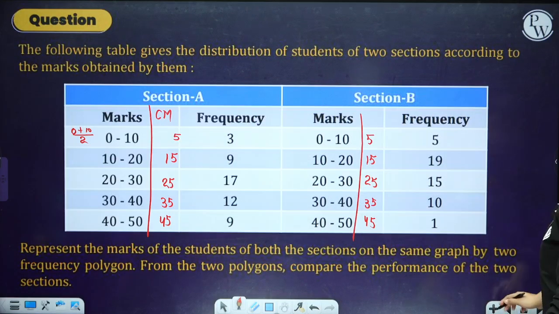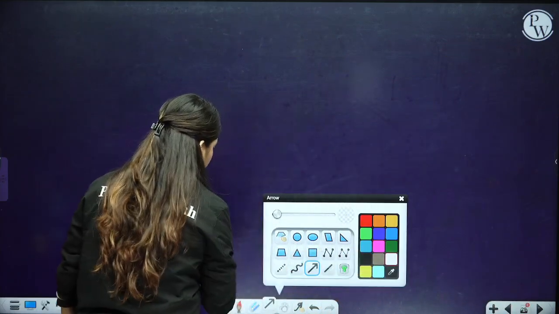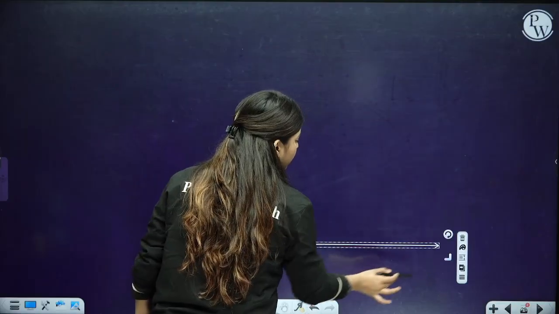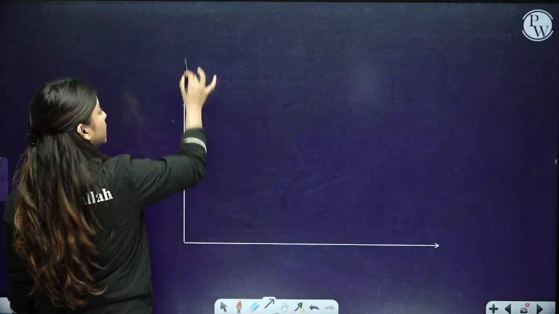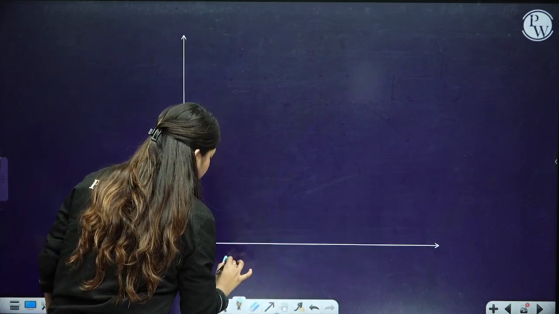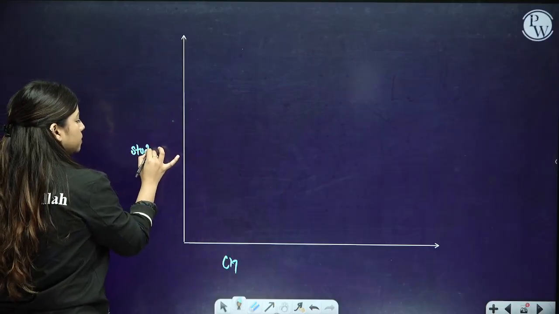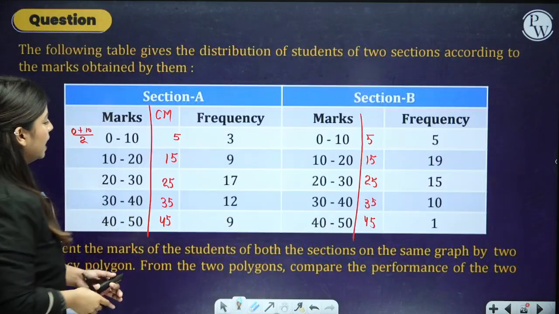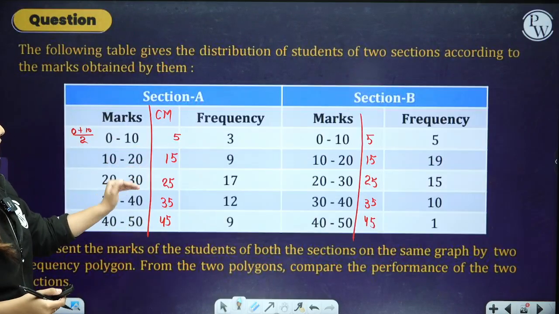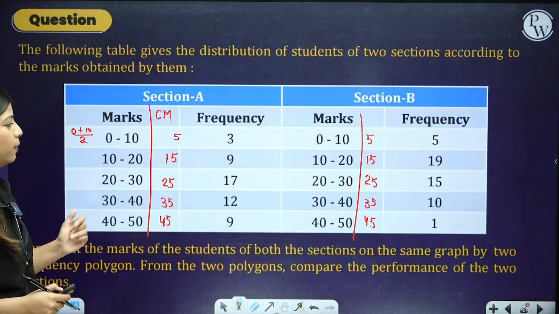Now we have to make a frequency polygon. So in frequency polygon, what do we do? We do not plot the class interval, but we plot the class mark, right? So what are we plotting? We are plotting class marks, right? And the number of students, that is 3, 9, 17, 12, 9 and approximately till 19. So we can use a gap of 3.